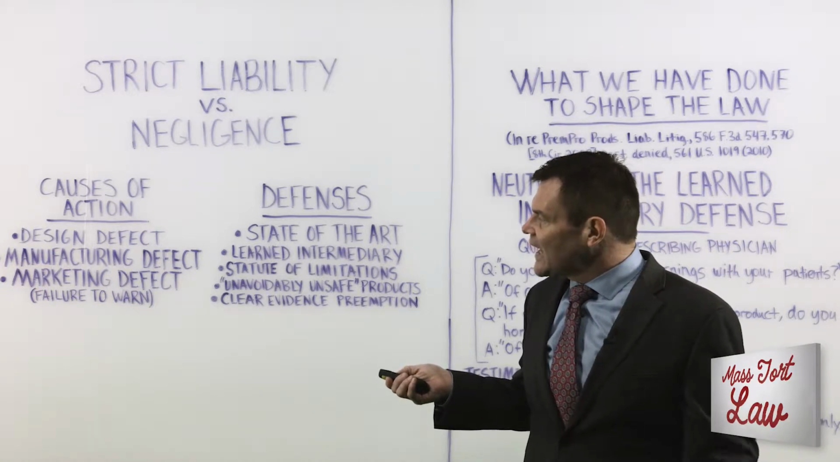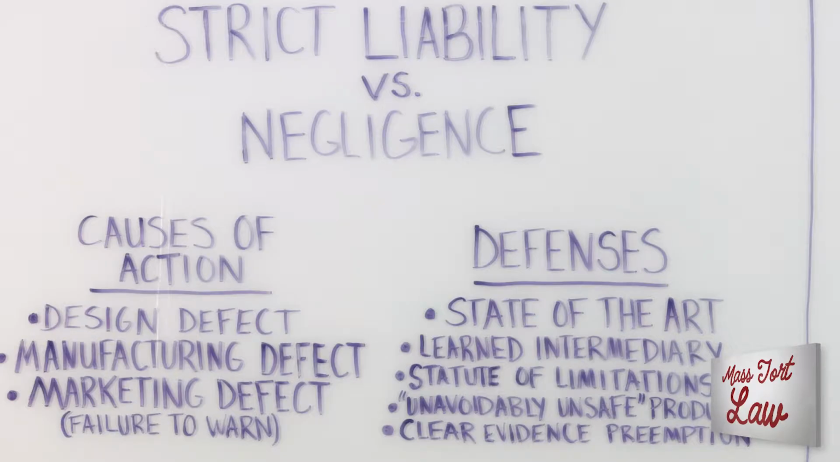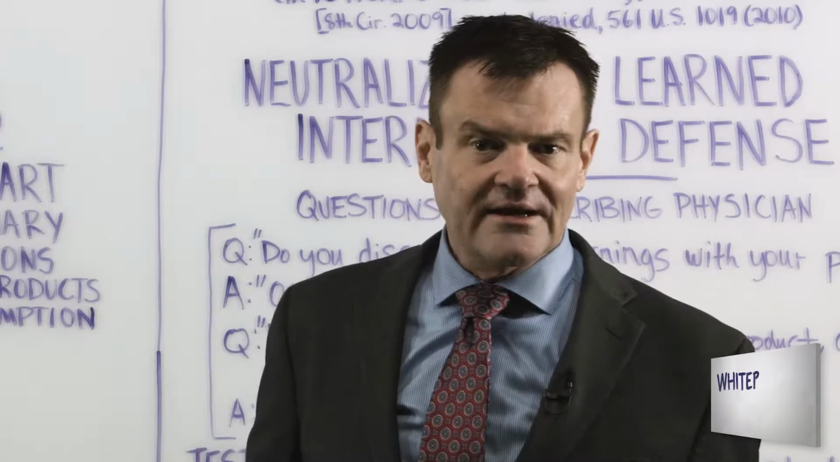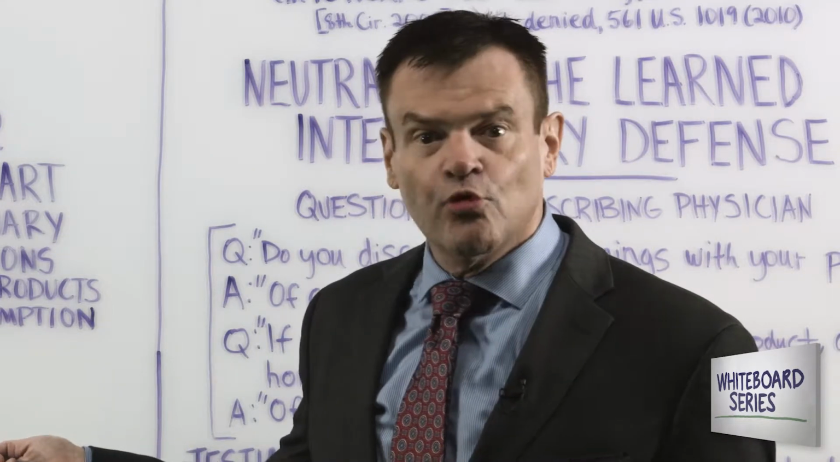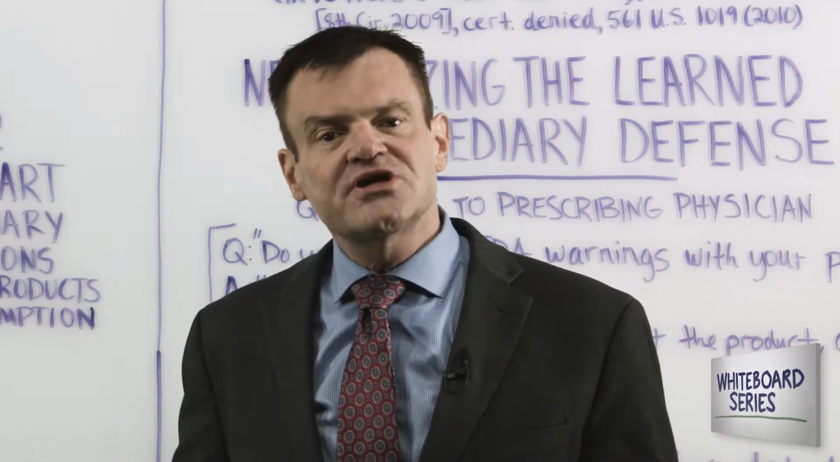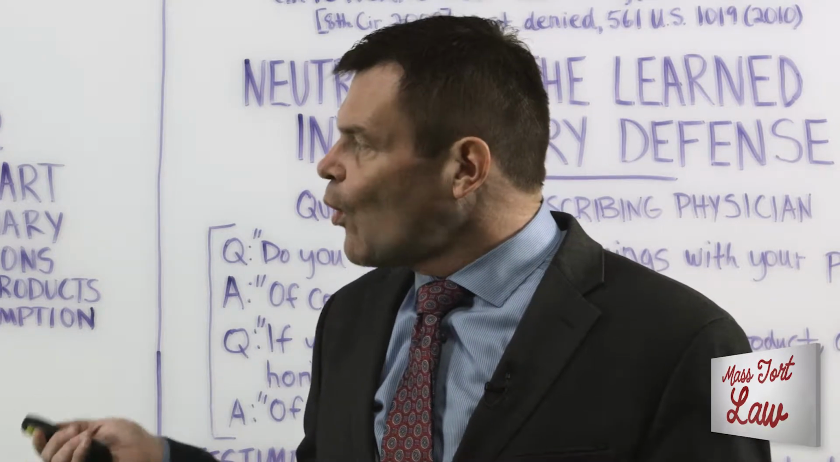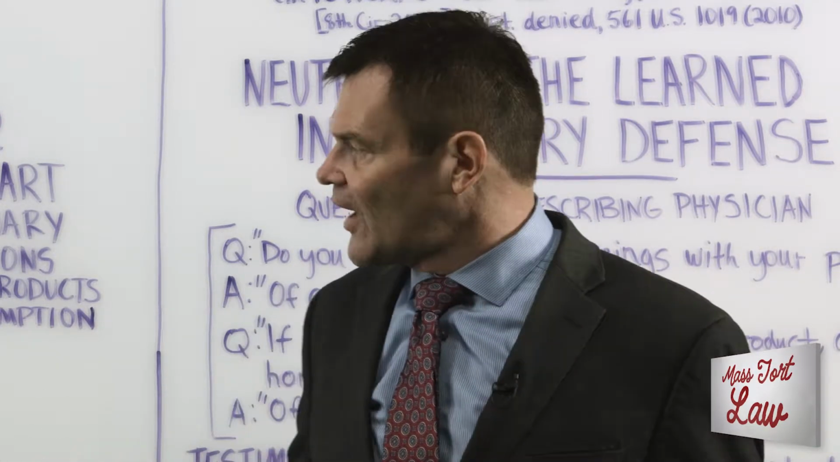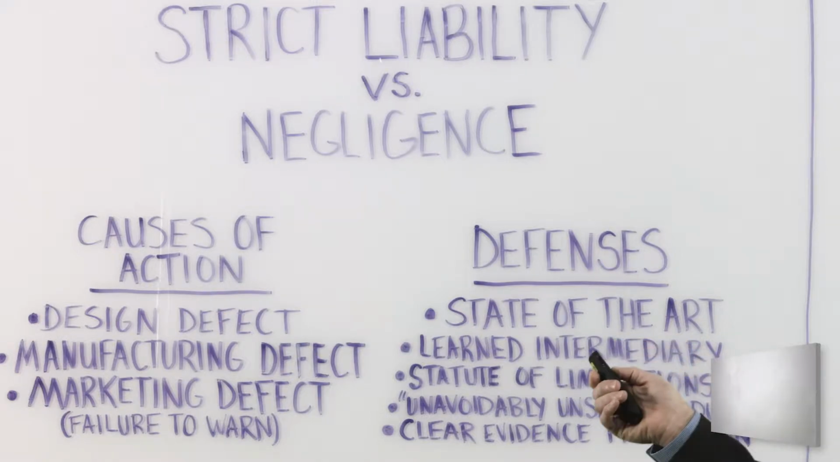The third kind of claim is a marketing defect, and that simply means failure to adequately warn. There are going to be pharmaceutical products that have risks. There's no question about that. And there's no way to avoid those risks. But at the very least, manufacturers have to warn potential consumers about those risks so patients can make an informed decision as to whether to take the product. Failure to adequately warn individuals about the risks of a product is called a marketing defect. These are essentially the three causes of action that you can claim under the strict liability doctrine.